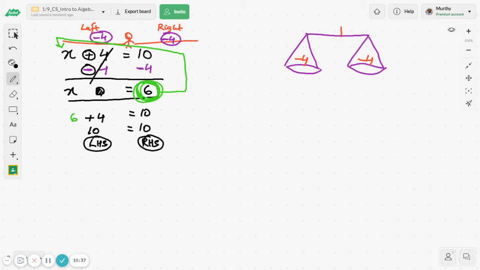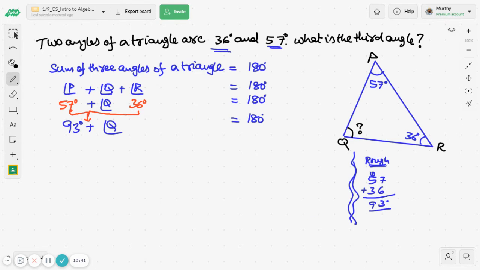Now, the same technique we are going to use here. I see that something is missing. I don't know the value of q. Then how do we figure it out? We have to cancel out 93. Please remember, if there is no sign associated, you can assume a positive sign.